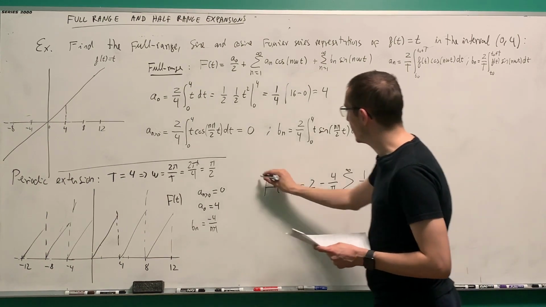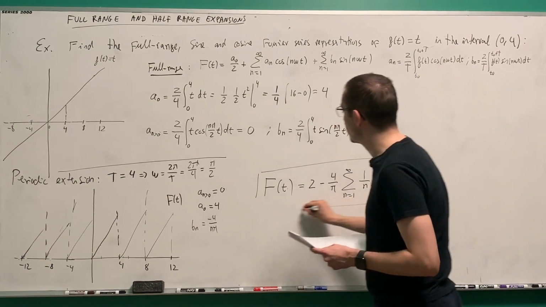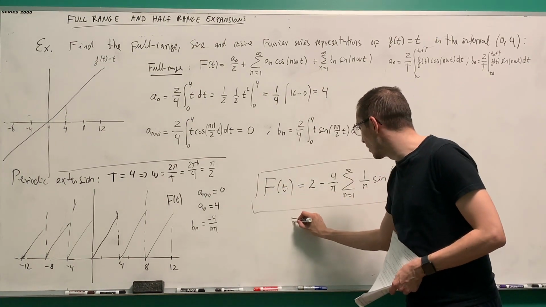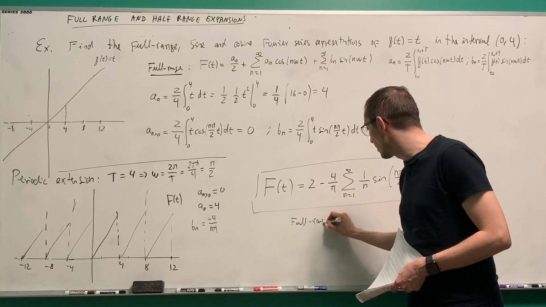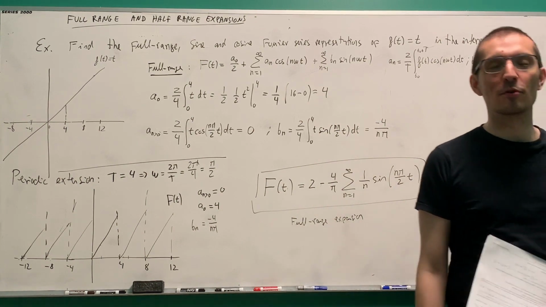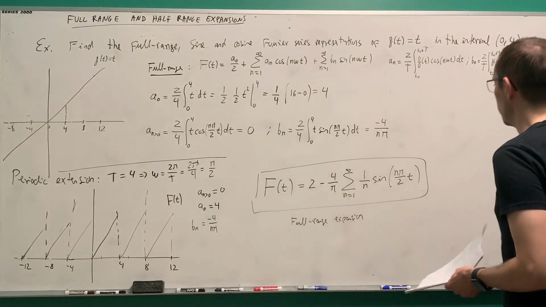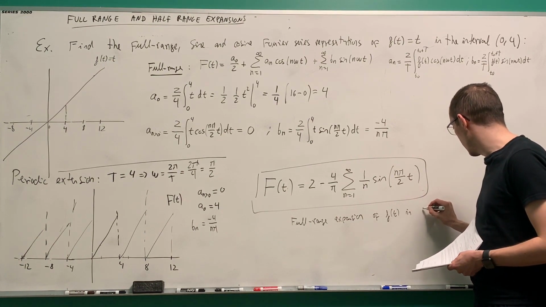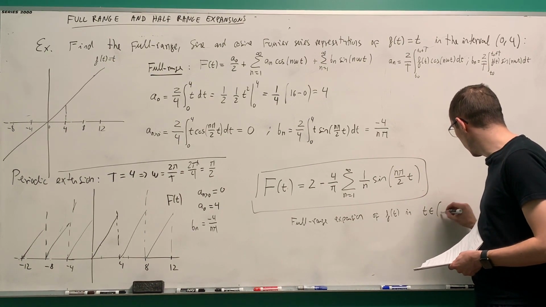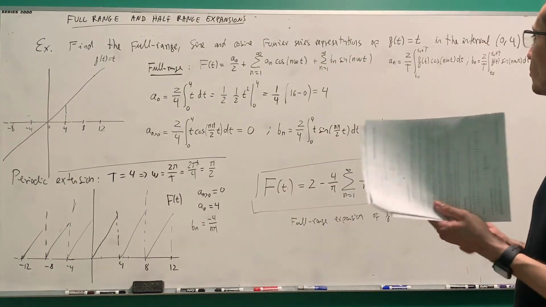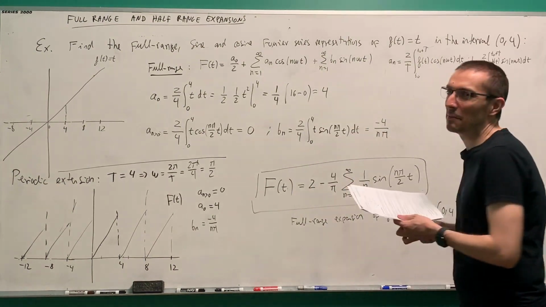And that is the full range expansion, or the full range representation. There are many names. Let's call it the full range Fourier expansion, or full range Fourier representation of f of t in the interval 0 to 4. All right. Hopefully not too difficult. These integrals are very easy. They're by parts integrals, okay?